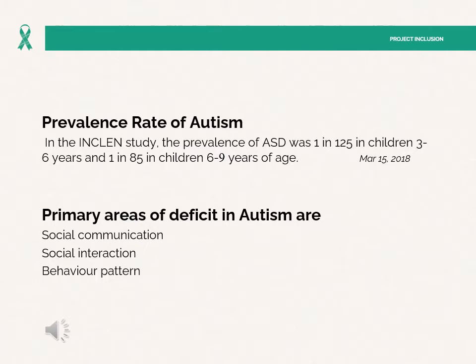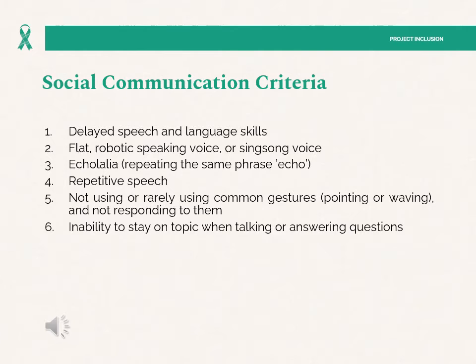Now, let's have a look. What are the main three areas of problem or deficit in children with ASD? First, social communication. Second is social interaction. And third is behavior pattern. Teachers, now let's have a look at the first two criteria, that is social communication and social interaction.